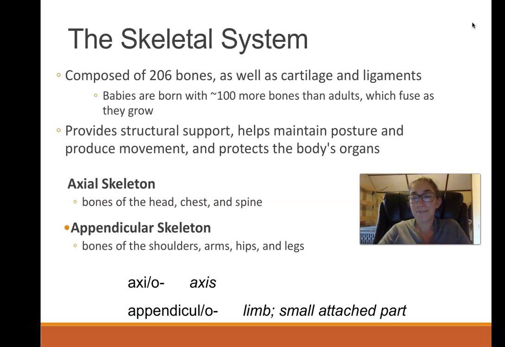So the skeleton can be divided into two parts. The axial skeleton, along the central axis of the body, is the bones of the head and the chest and the back. And then the appendicular skeleton: your appendages are your limbs. So appendicular means limbs. That's going to be all the bones of your arms and legs and also of the shoulder and hip joints.